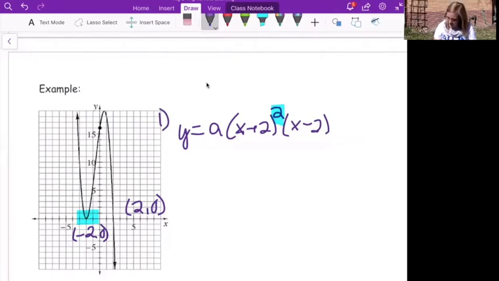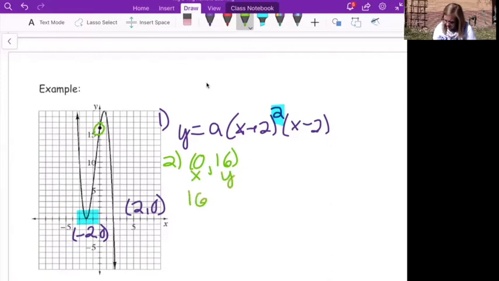Then the second step is we want to use a point. We can use this point right here, that would be the point (0, 16). And then we plug this in for our x and our y. So then this would be 16 equals a times 0 plus 2 squared, 0 minus 2.